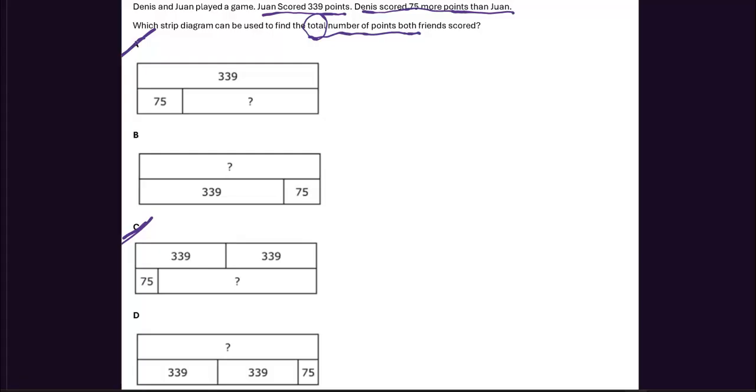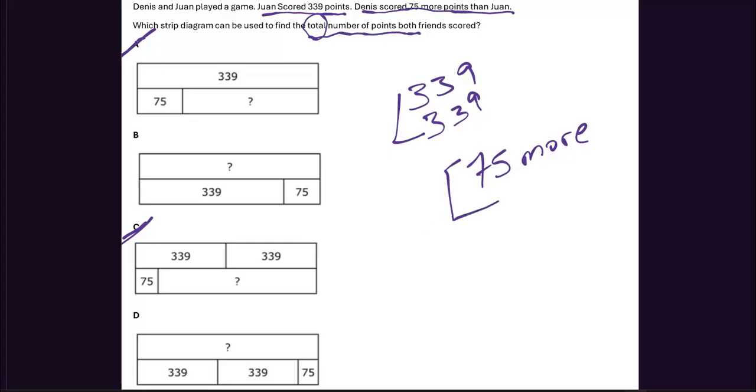So we know Juan scored 339. Dennis scored 75 more. Well, in order for Dennis to score 75 more, first he has to score the same amount as Juan to be even, right? So first they have to be even, and then he can score 75 more. So we're looking for two 339s and then a 75.